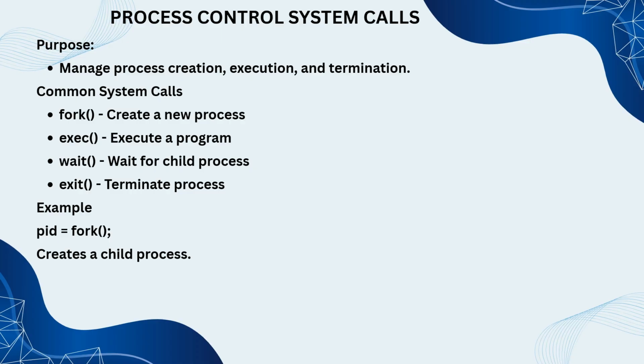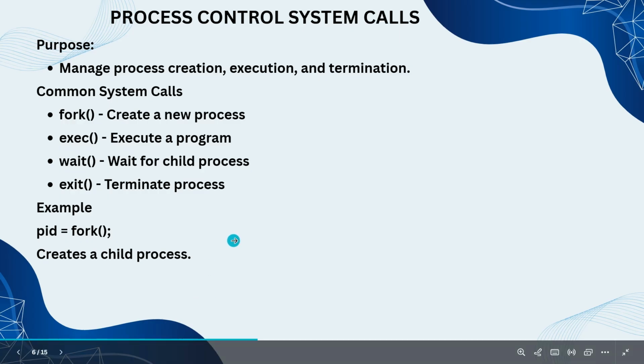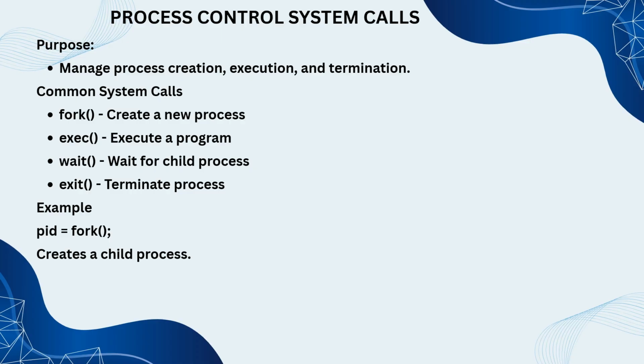Process control system calls are mainly used to manage process creation, process execution and process termination. The common system calls are the fork system call, used to create a new process; the exec system call, used to execute a program; the wait system call, used to wait for a child process; and the exit system call, used to terminate the process. Here we have an example: process ID equals fork(). It is used to create a child process.